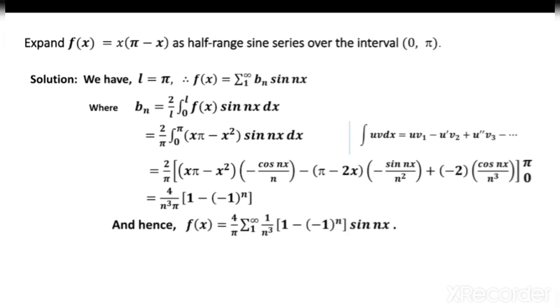Now we need to put it in the expanded form. F of x equal to summation 1 to infinity bn. The bn value we have written as 4 by n cube pi into 1 minus minus 1 power n into sine nx. This is the solution for the function f of x equal to x pi minus x square as a half range sine series.